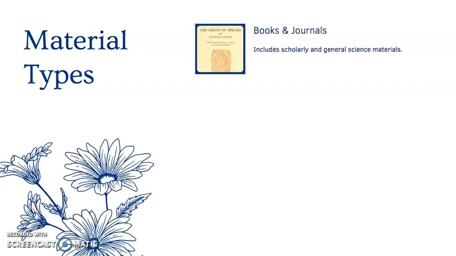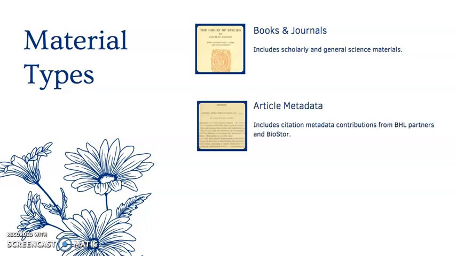One of the most common types of materials that can be retrieved from the portal are books and journals. They include scholarly and general science materials like Charles Darwin's classic, The Origin of Species. The copy seen in this image is from 1909 and supplied by the University of Toronto, which digitized the old book in its entirety. In addition, the database contains article metadata.